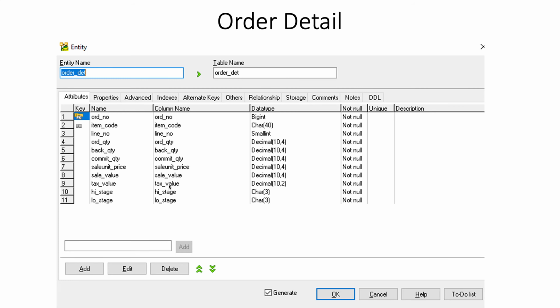What was the value of the tax on this line? Some lines are not going to be taxable and some are, because you don't have to pay tax on air freight in or assembly or whatever the state's tax rules are. And then high stage and low stage. So we're getting ready to find out that there's more than just the order detail.